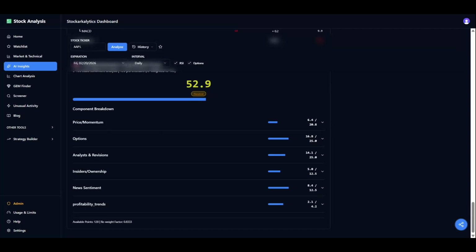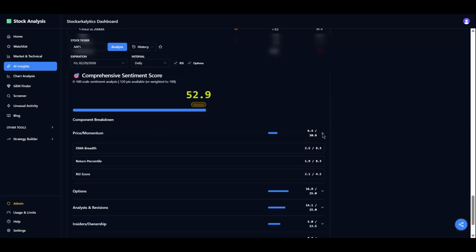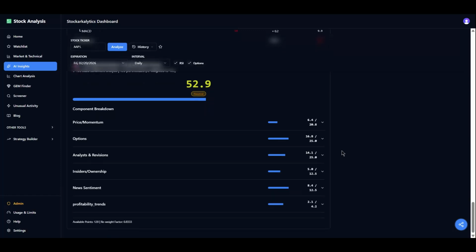Then you've got the component breakdown. For example, price/momentum and options. These little bars show you how much each component is contributing. If you open a component, you can see the underlying pieces that drove the score.